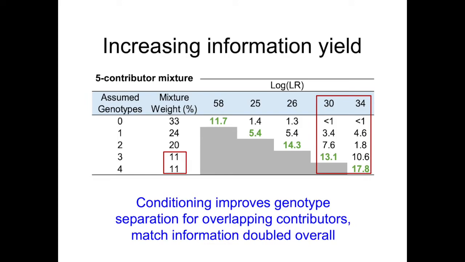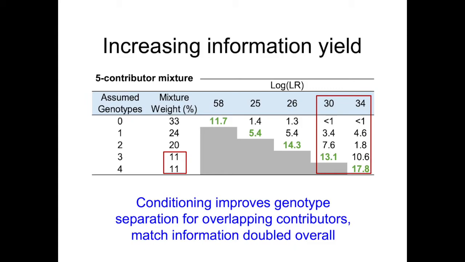So this is the same 5-contributor mixture that we've seen previously. This table shows the total match information per contributor after successive peeling rounds. The most informative contributors, with log LR values highlighted in green, were conditioned on in the subsequent run. In general, the log LR information increased linearly with contributor DNA amounts until reaching a maximal information plateau for major contributors. So taking a closer look, this mixture contained two 11% components, contributors 30 and 34.